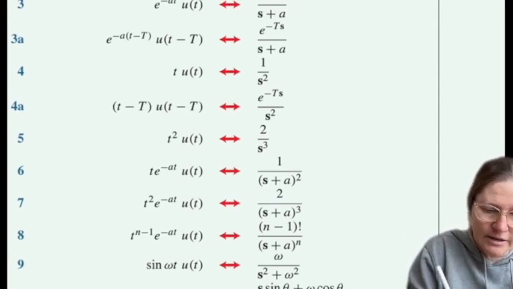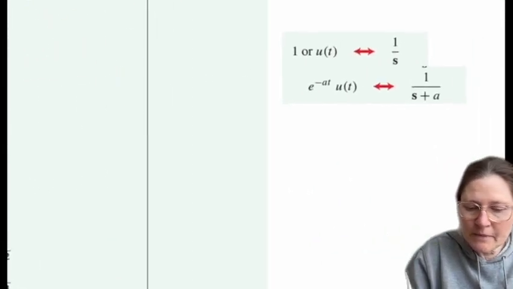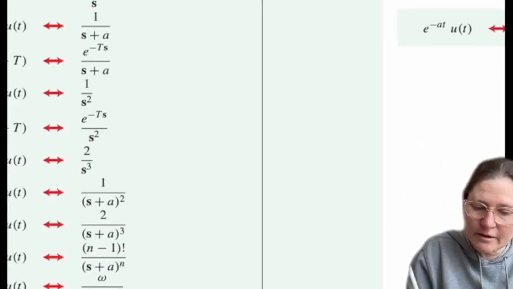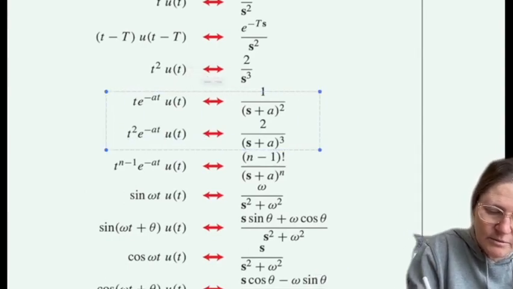So we're going to have the s squared one. We're going to have 1 over s, this one. Oh, we have that one there. Okay. And then we need the squared one and the cubed one.